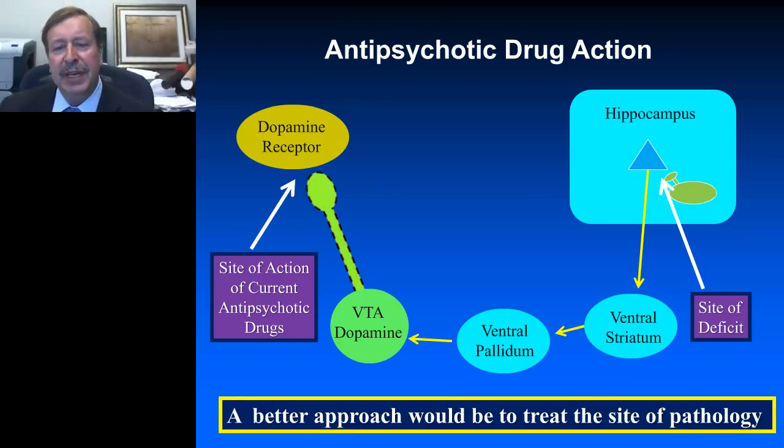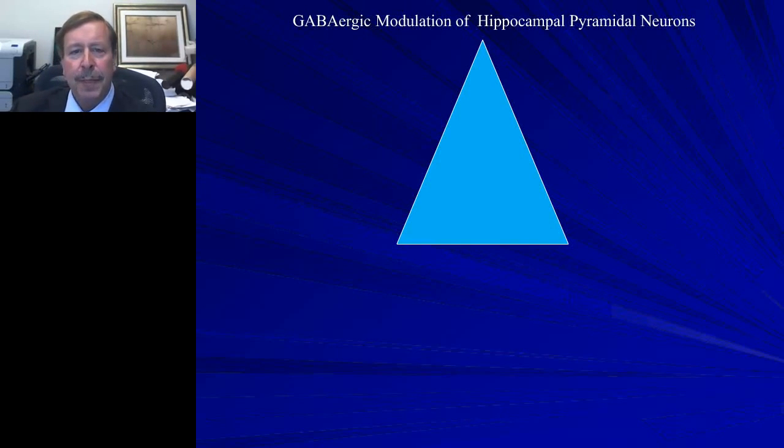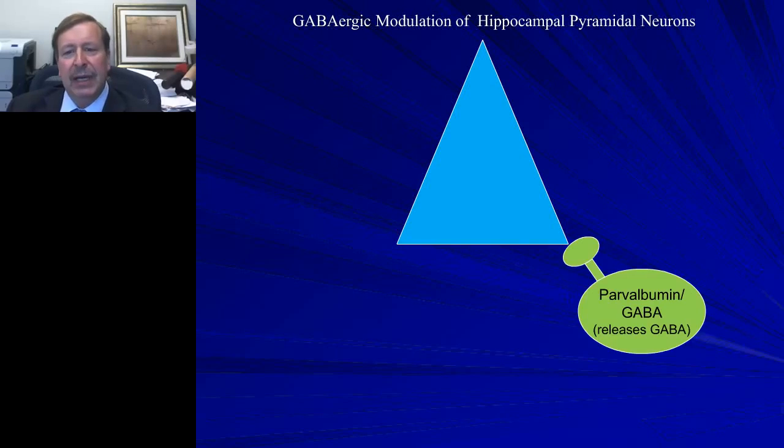A better approach would be to treat at the site of pathology. So in order to do this, what we would like to do is to fix what's wrong. In other words, we want to be able to replace the parvalbumin GABAergic interneurons, the things that seem to be lost in schizophrenia. In both the MAM animals and in the schizophrenia patient, there is a loss of these parvalbumin GABAergic interneurons that supply GABA inhibition to hippocampal neurons. What we would like to do is to fix this system.